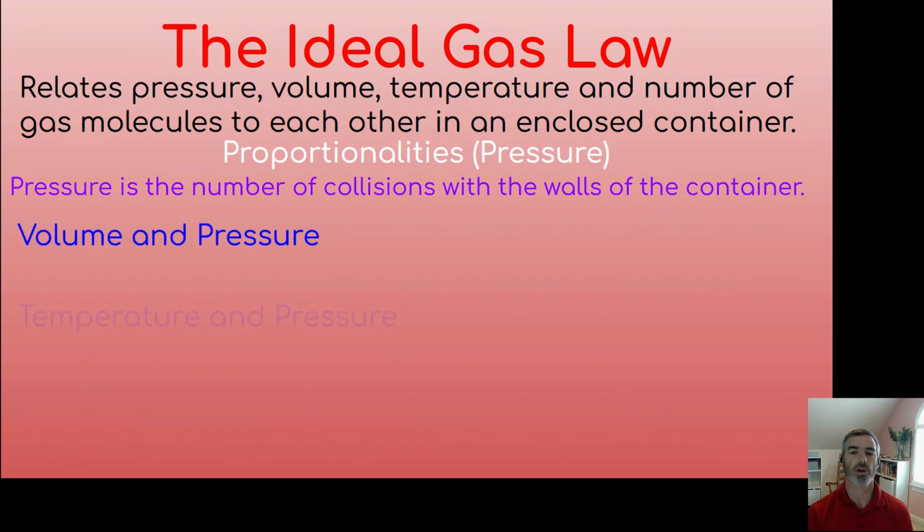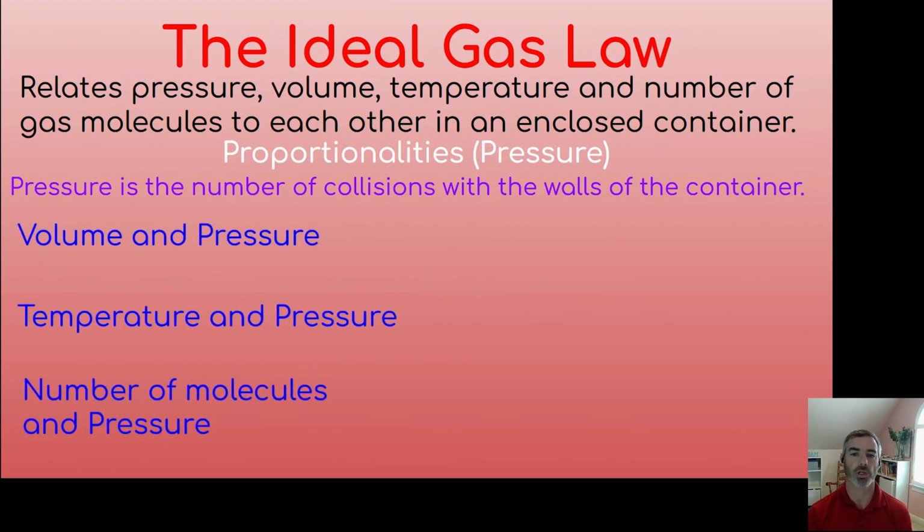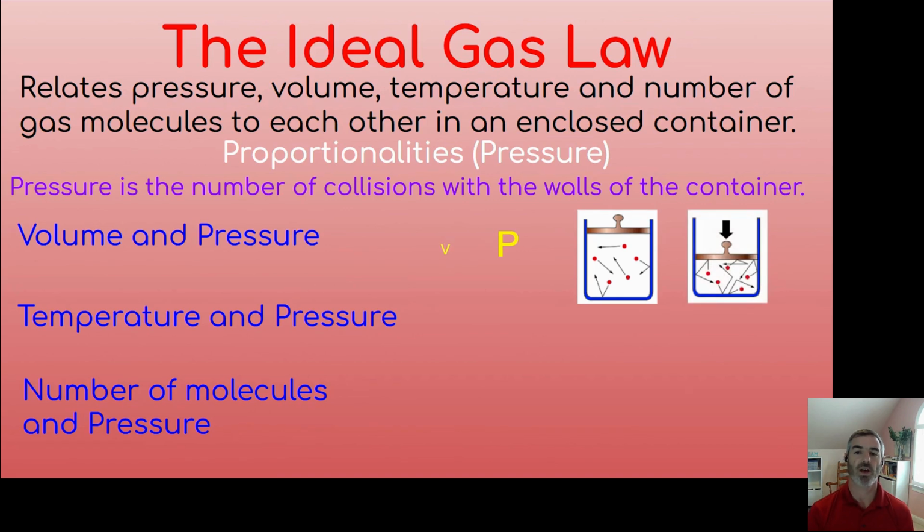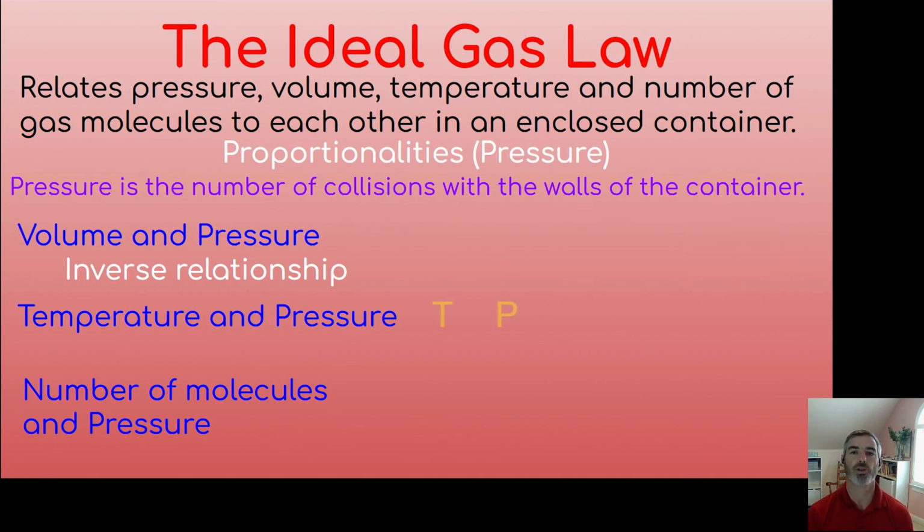So we look at volume and pressure, temperature and pressure, and number of molecules and pressure. When we look at volume and pressure, that's assuming that temperature and number of molecules remain constant. If we have a sealed container of gas molecules and we can see them moving, if we decrease that volume, the number of collisions with the sides of the container is going to increase if we push down on that lid to make the volume smaller. So the pressure is going to increase. That tells us that volume and pressure have an inverse relationship. If volume goes down, pressure goes up, and vice versa. Volume increases, pressure decreases.